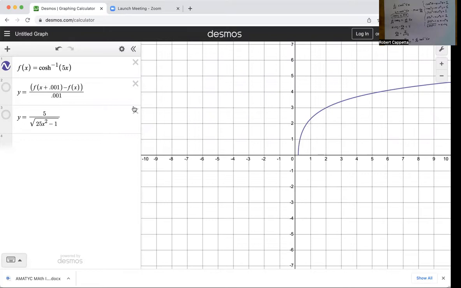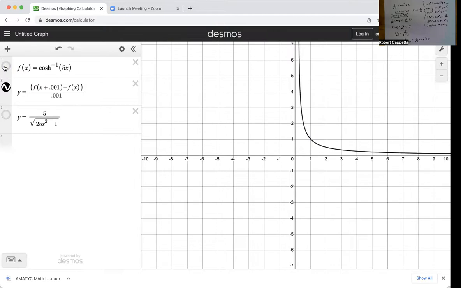Now, if we wanted to go ahead and approximate the derivative by brute force, we go with f of x plus h minus f of x over h, with a very, very small h. I'm using an h of 0.001. So this is my computer constructed approximation of the derivative. It looks like this. Notice in the beginning, the derivative of inverse cosh of 5x is very large. And then it gradually gets closer and closer to 0, more and more horizontal. So that's what the derivative of that cosh function looks like.